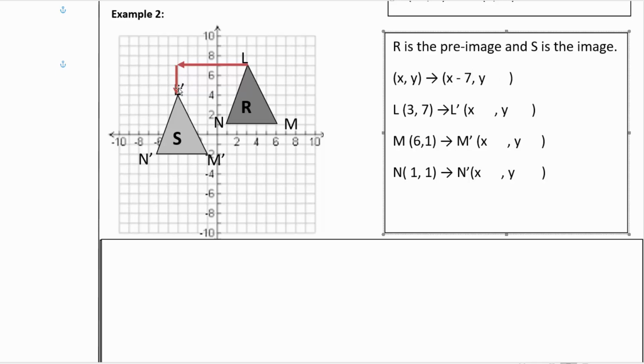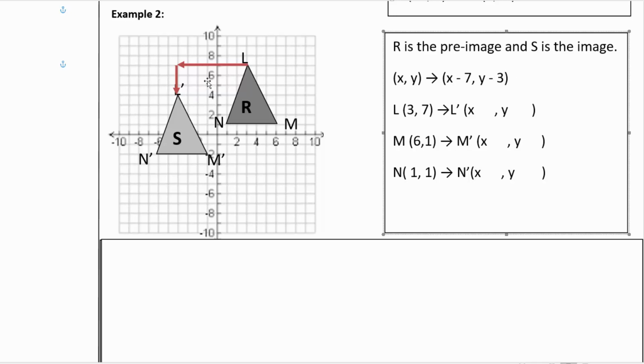For the y, the vertical change, it moved down 3 places, 1, 2, 3. So again, this one moved down. Down is towards the negatives, so we write minus 3. It moved down 3 places.